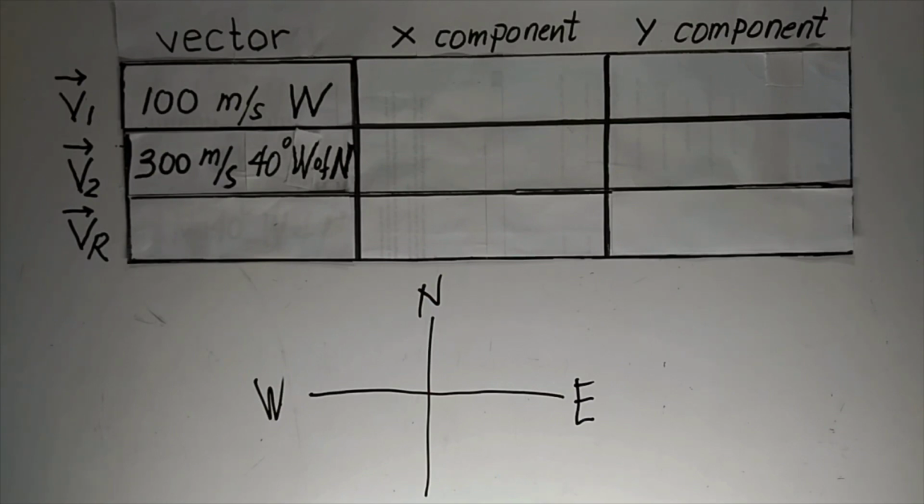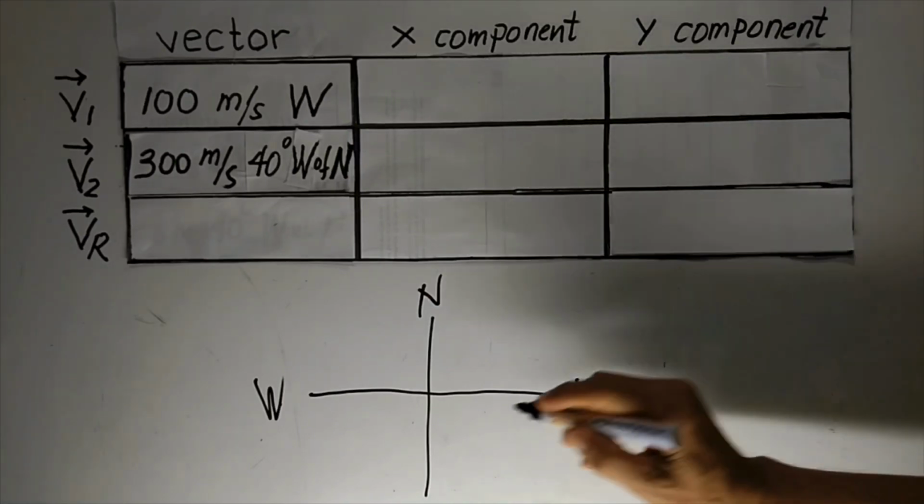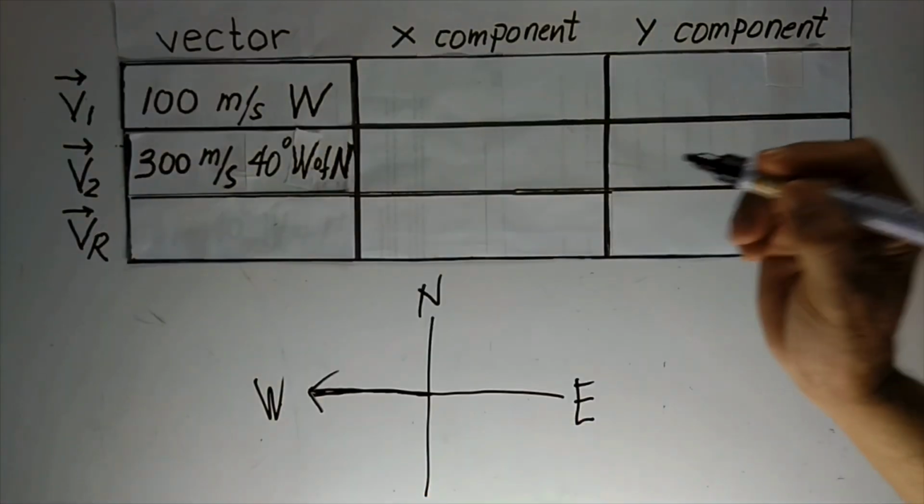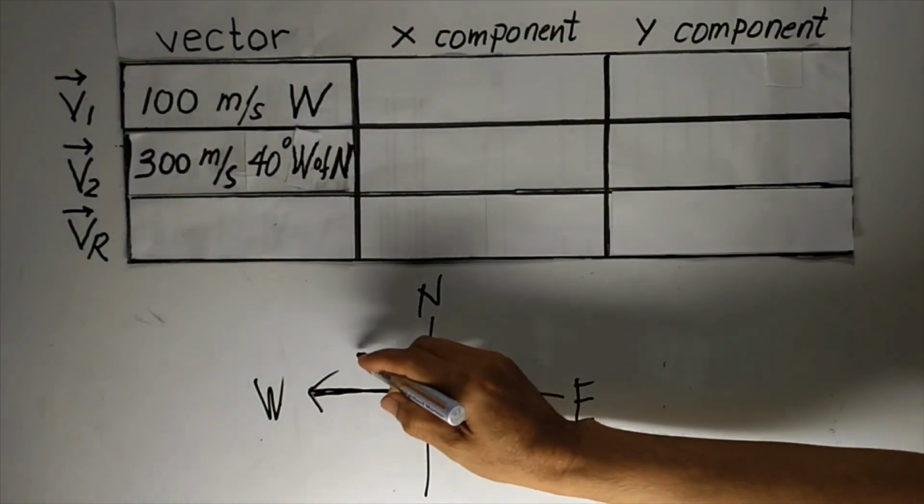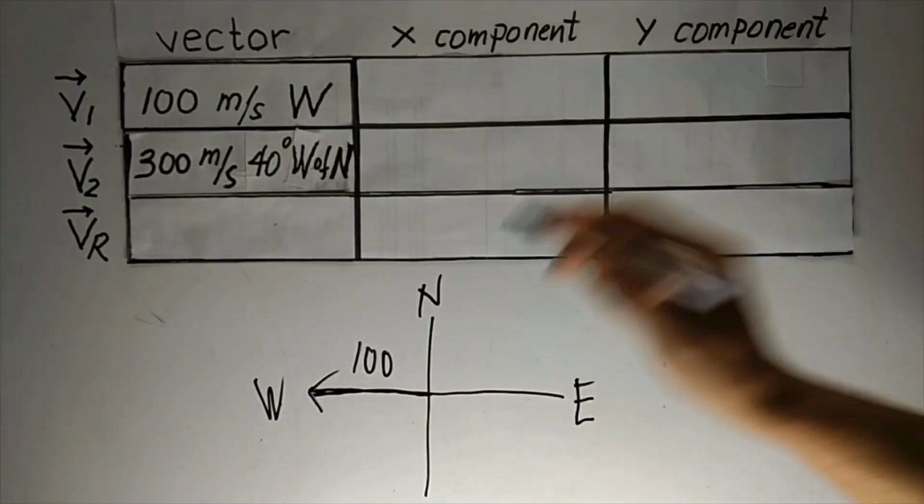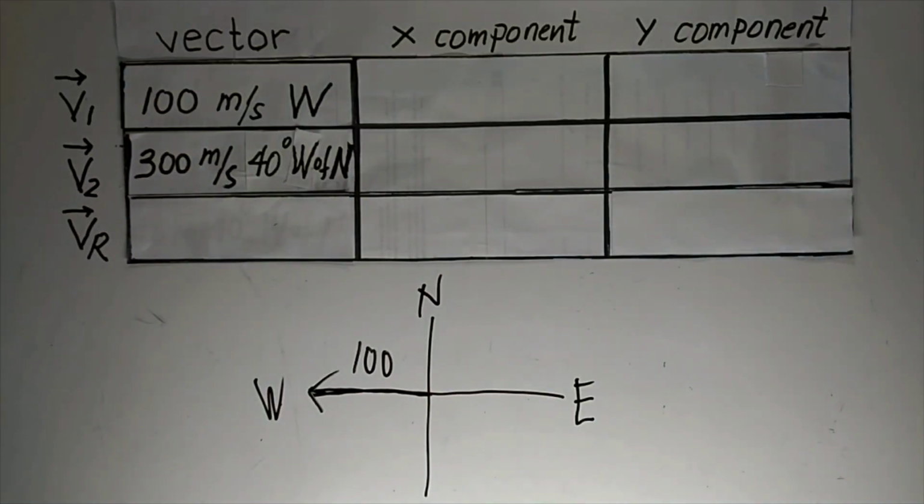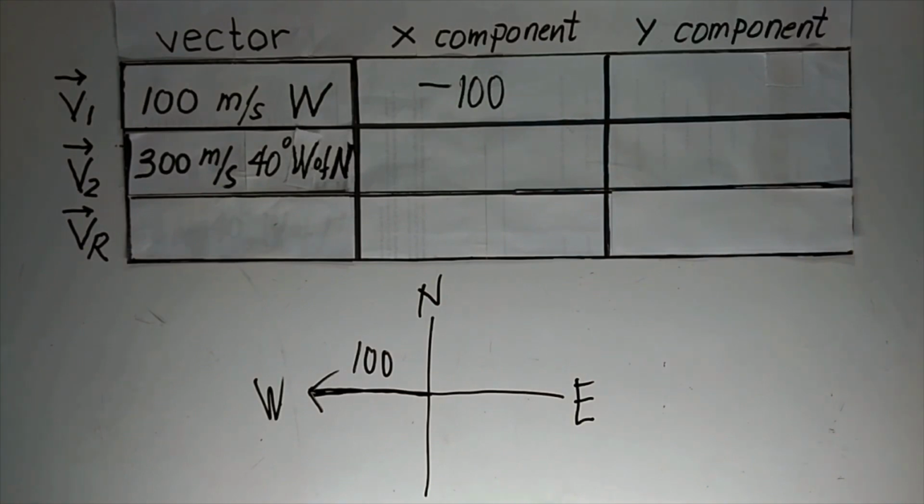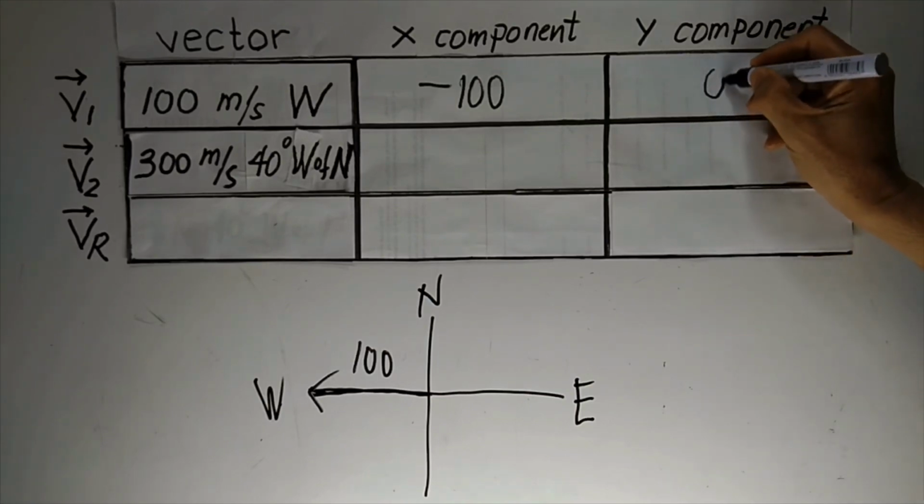We will now plot velocity 1, which is 100 meters per second going west. So this will be the vector, wherein its magnitude is 100 meters per second going west. So its x component will be negative 100 because it is going to the left. And its y component will be equal to 0.